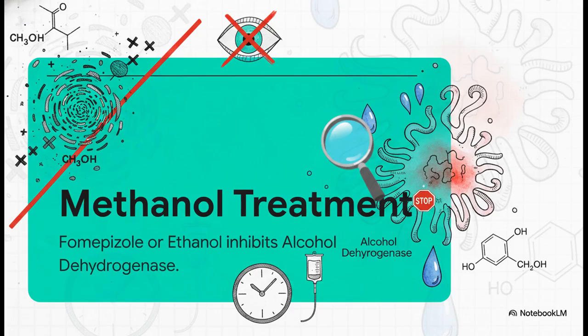So it might sound completely counterintuitive to treat alcohol poisoning with, well, more alcohol, but administering ethanol blocks a crucial enzyme called alcohol dehydrogenase. This completely stops the methanol from breaking down into those blinding, deadly byproducts, buying the body time to pass it safely. You can also use fomepizole to achieve that exact same inhibition.